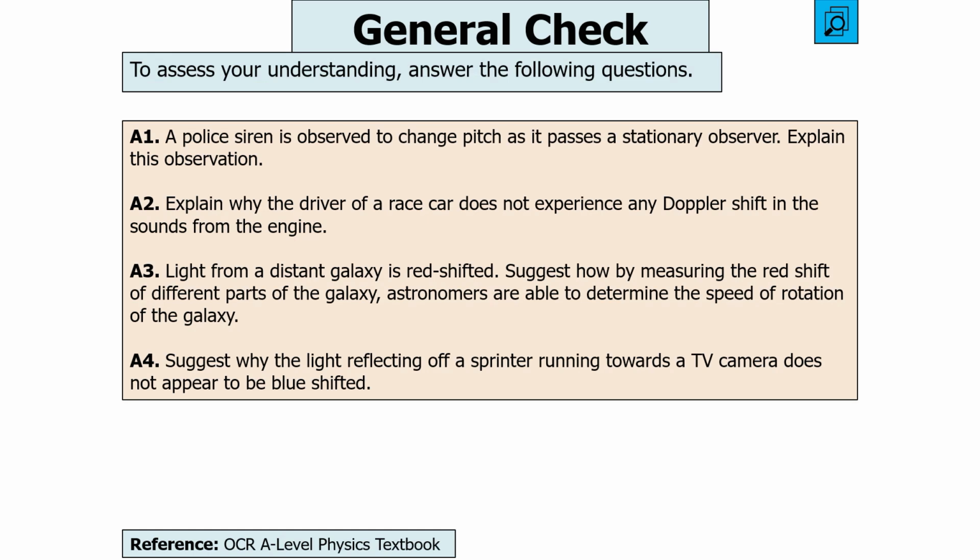The next question says a police siren is observed to change pitch as it passes a stationary observer. Explain this observation. Then explain why the driver of a race car does not experience any Doppler shift in the sounds from the engine. Light from a distant galaxy is redshifted. Suggest how, by measuring the redshift of different parts of the galaxy, astronomers are able to determine the speed of rotation of the galaxy. Then suggest why the light reflecting off a sprinter running towards a TV camera does not appear to be blue shifted.